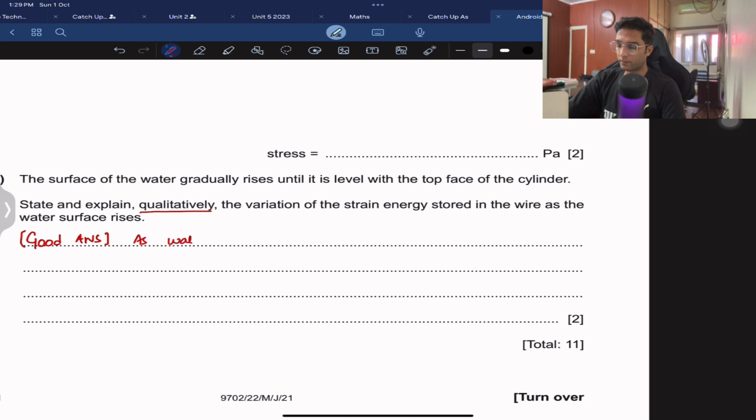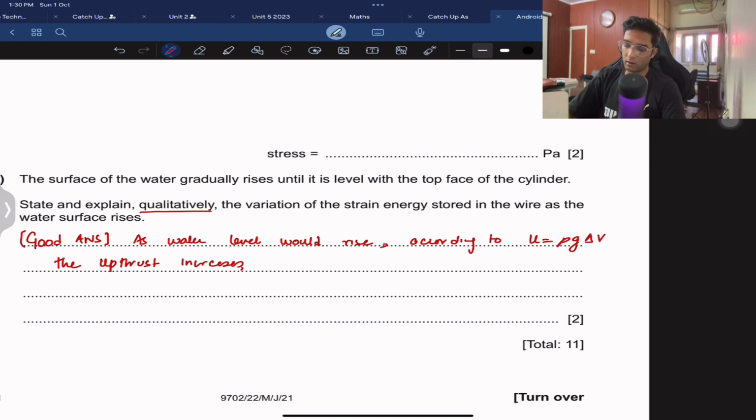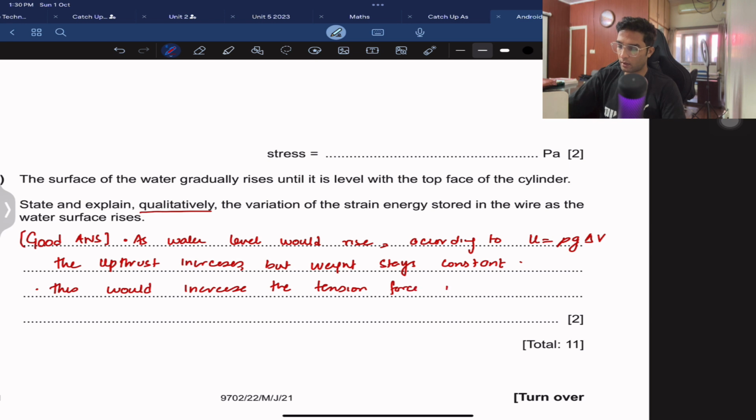So I'm going to say that as water level would rise, according to upthrust equals rho g delta v, the upthrust increases, but weight stays constant, right? So I'm going to write this. Then this would increase the tension force in the wire.